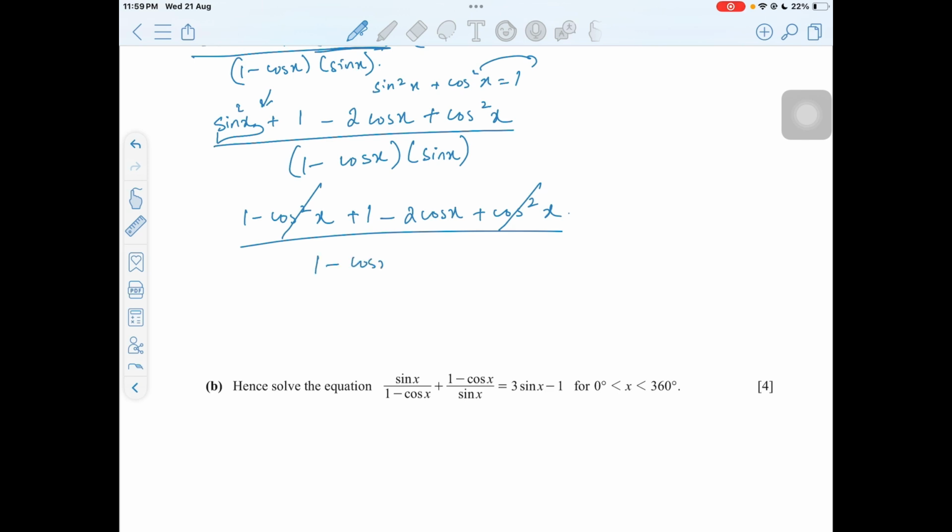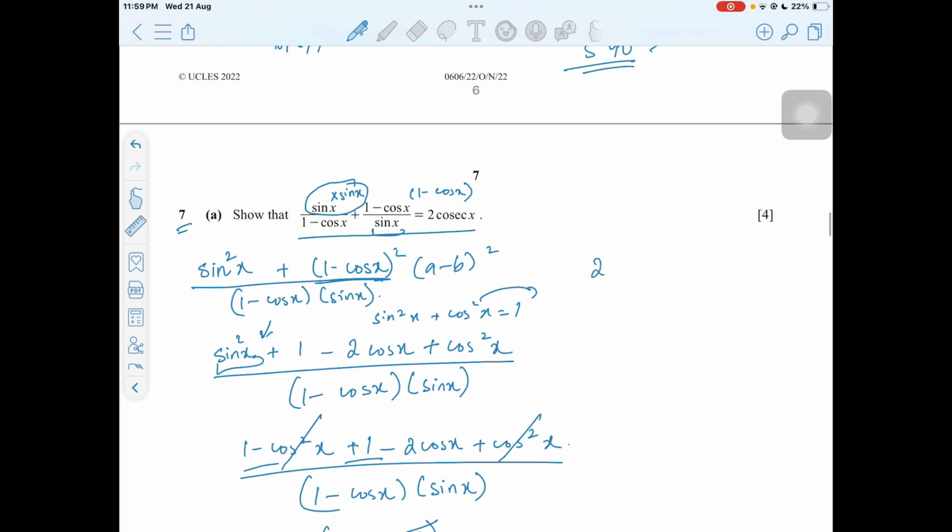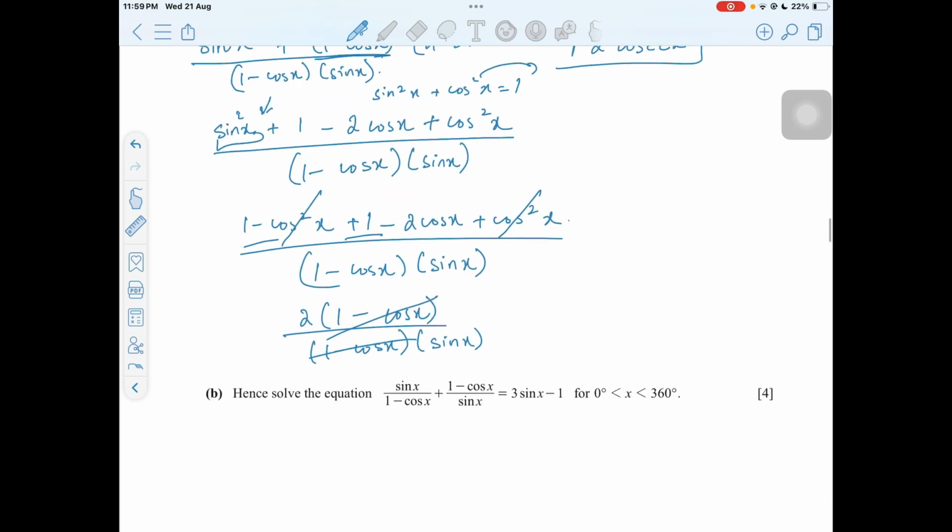1 minus cos x sin x. So this 2 and 2 would be added. So this would be 2 minus 2, taking 2 as common. 1 minus cos x, 1 minus cos x sin x. This 1 minus cos x and 1 minus cos x would be cancelled out. And 1 over sin x is basically cosec x. So this would be 2 cosec x. This is it.